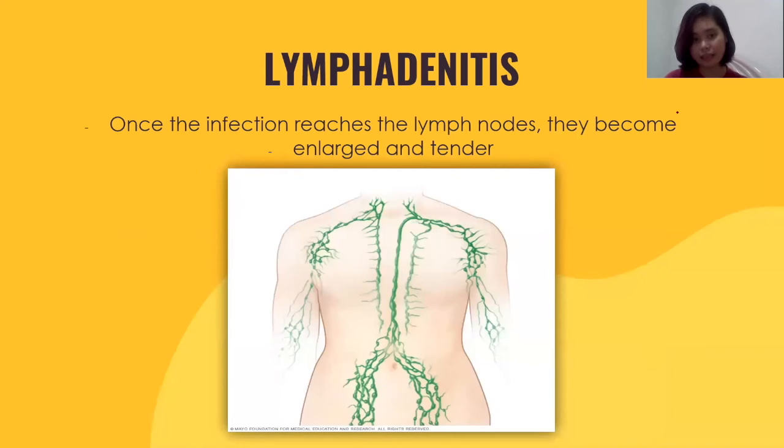Additionally, lymphadenitis. Once the infection reaches the lymph nodes, they become enlarged and tender. So, nagiging swollen po siya or namamaga. So, this explains the frequency of inflammatory edema and the abscess formation.